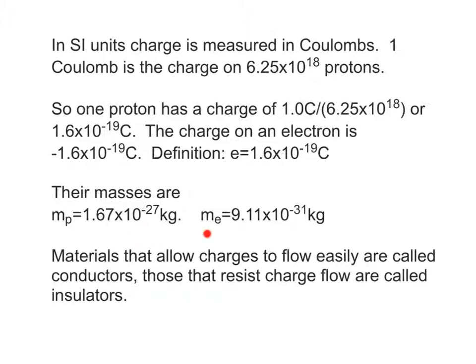In most materials, the electrons are the objects that are moving, flowing if we have charge flow, and the protons are stationary in the nucleus. Materials that allow charges to flow easily are called conductors. These are typically metals, and those that resist charge flow are called insulators, and they're typically nonmetals.